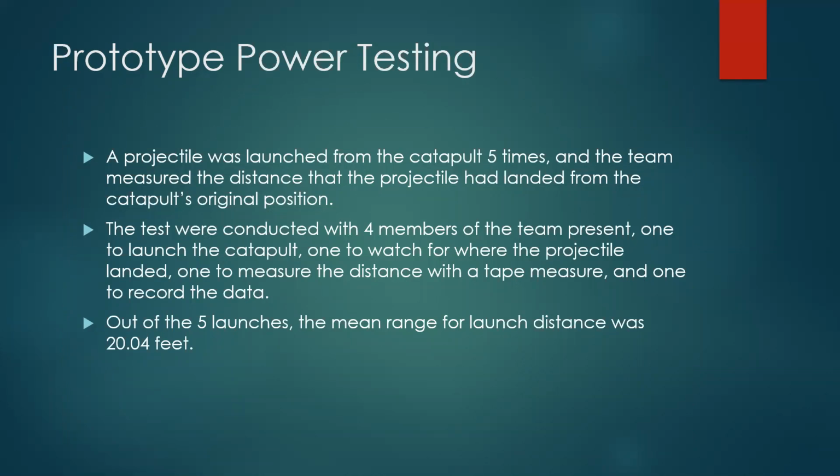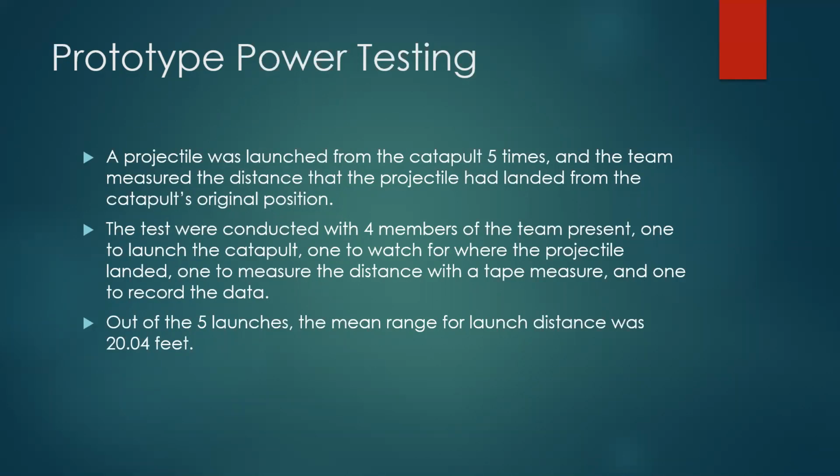So we conducted 2 tests that we were using to determine our merit criteria, the first of which would be the power testing. We launched a projectile, the Gobstopper, from the catapult 5 times, and the team measured the distance that the projectile landed from the catapult's original position. The entire team was present when this happened. One of the members launched the catapult, one watched where the projectile landed, one measured the distance with the tape measure, and one recorded the data.